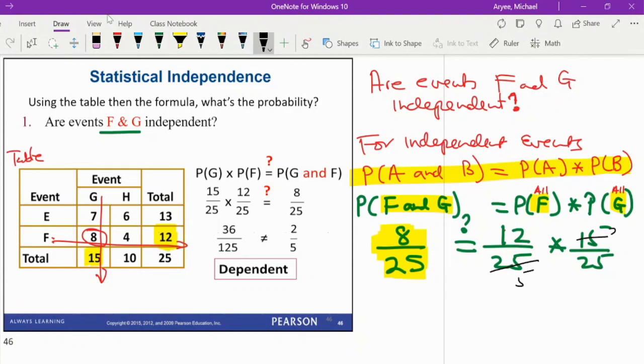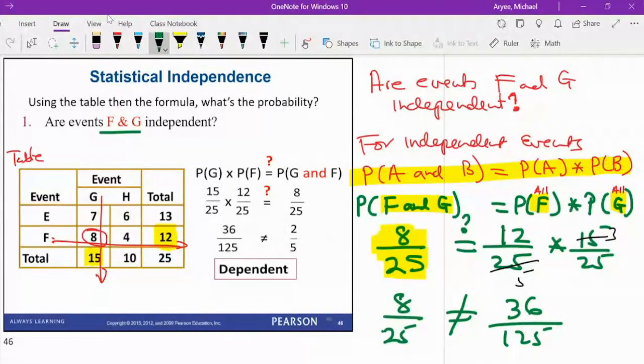All right, then we could actually play around with this later on. Maybe 5 here, 3 here. So we can get what? We can get 12 times 3 over 125. This is what? 8 over 25. Now, this is not equal to that. If you use your calculator to check, you would see that this is not equal to that. We said that for independent, they have to equal, right?